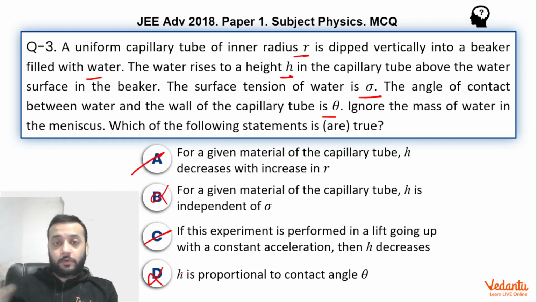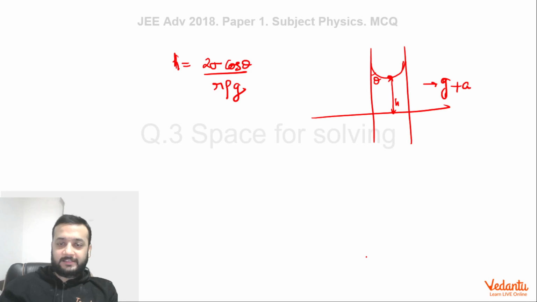But there was one more reason because of which many students got it wrong. Okay, not many, I would say, but few very good students. Now, if you read option C, this option created sort of ambiguity, very slight ambiguity. If this experiment is performed in a lift going up with a constant acceleration, then h decreases. Is this always right? If you read the language carefully, performed in a lift going up with a constant acceleration, h decreases. Let us see.